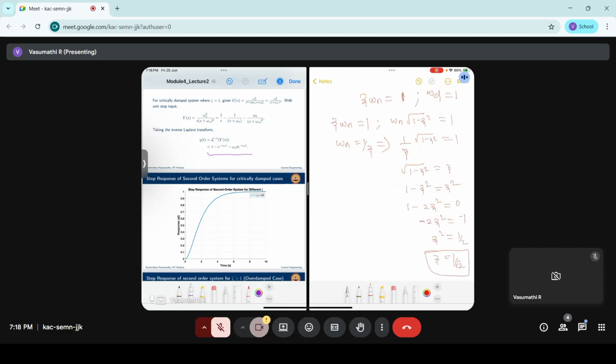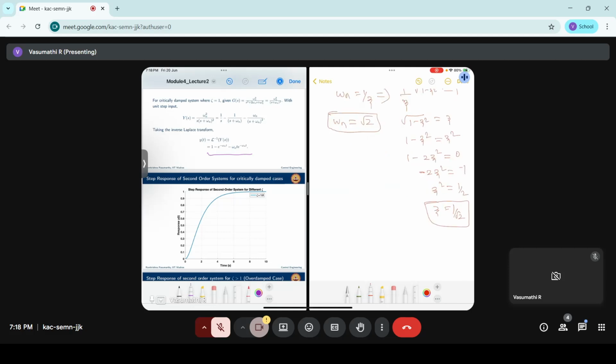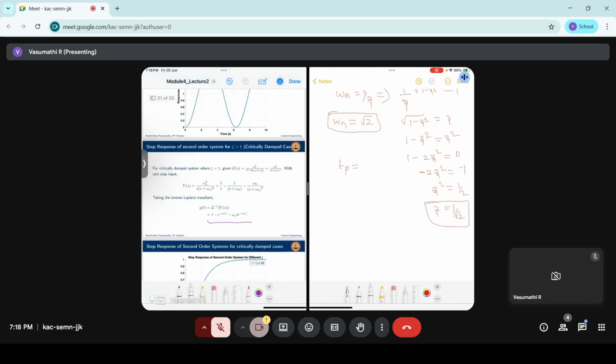Once we found the zeta value, we can find omega n. This will be root 2. Just we know these two. Find the peak time. I forgot the formula. Pi by omega d. Good. Okay. Just pi by omega n into root of 1 minus zeta square. Just put the values for this, you will get the peak time something around 3.1 seconds.